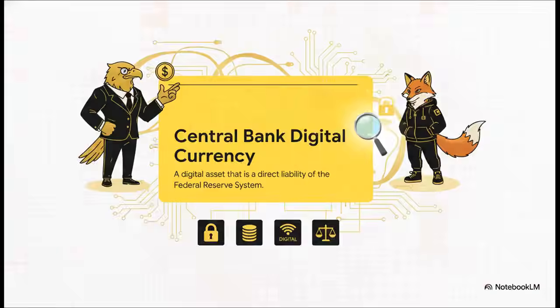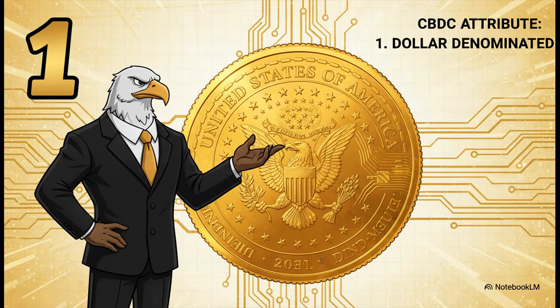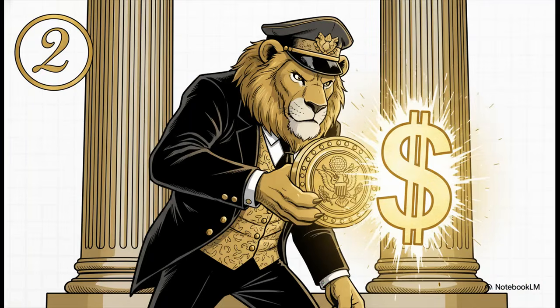Let's walk through them. First up, the easy one. It has to be based on our money. To be a US CBDC, it has to be denominated in United States dollars. Simple enough. Second, and this is important, it has to be officially recognized as United States currency. This means it's not just some digital token. It would be legal tender. It has to be accepted for all debts, just like the cash you have in your wallet right now.